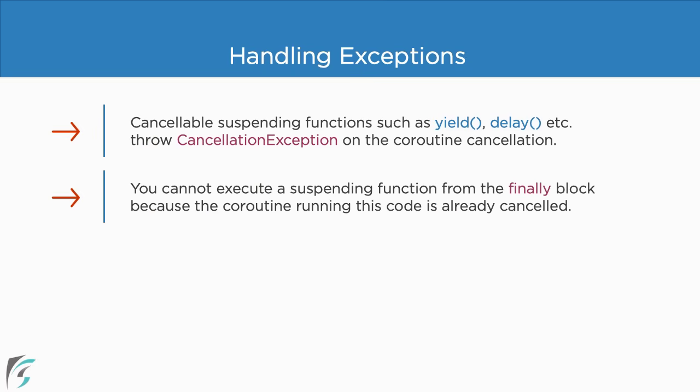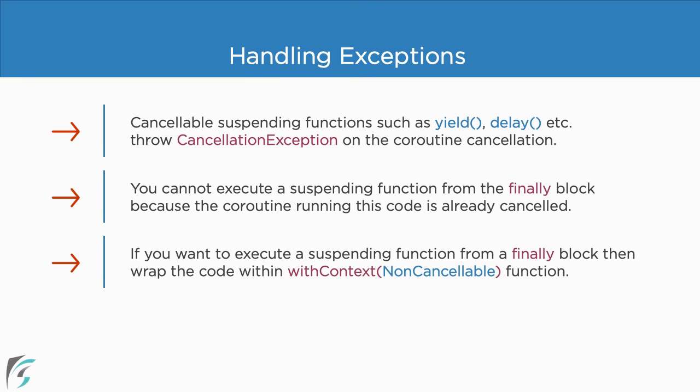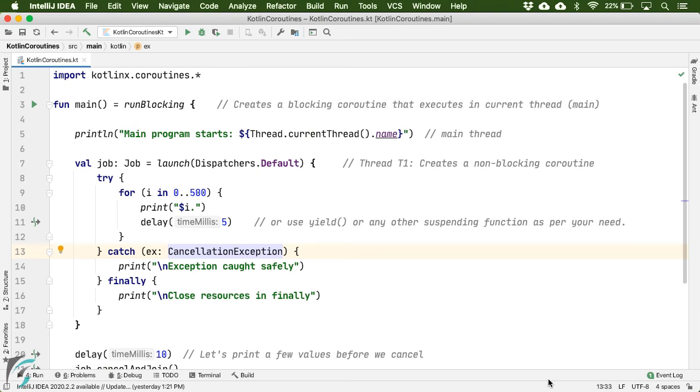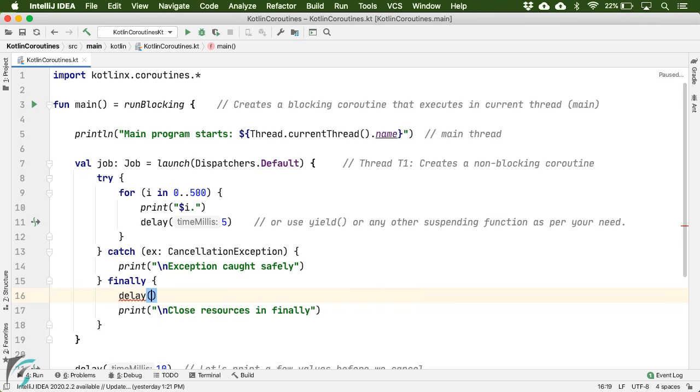Next, you cannot execute a suspending function from the finally block because the coroutine running that code was already cancelled. But in the extreme case, if you really want to execute a suspending function from the finally block, then you can wrap that code within the withContext NonCancellable function. So let's see the code in action. Within our finally block, let us put a delay function over here, which is actually a suspending function. And let us run the program.